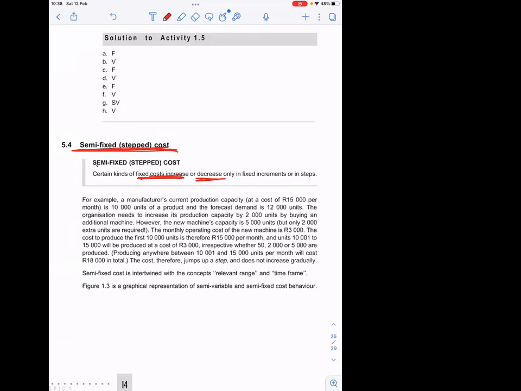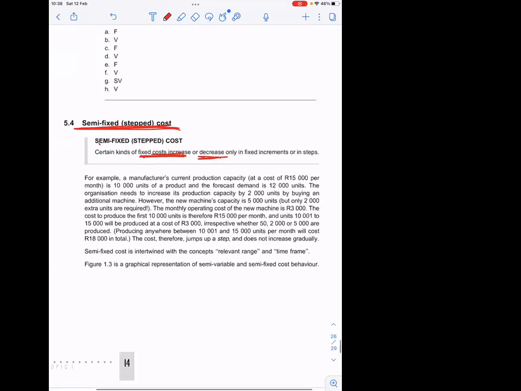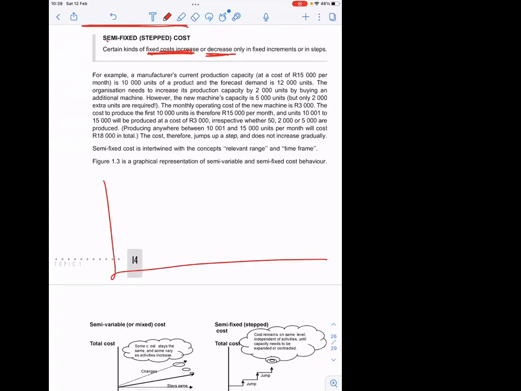When I spoke about that company that was having a relevant range of output between 0 and 15,000, if they increase the output beyond 15,000 units, there is an extra rental cost that will be incurred in housing those additional 2,000 units. In that case, the rental, we shall say it is semi-fixed or stepped.